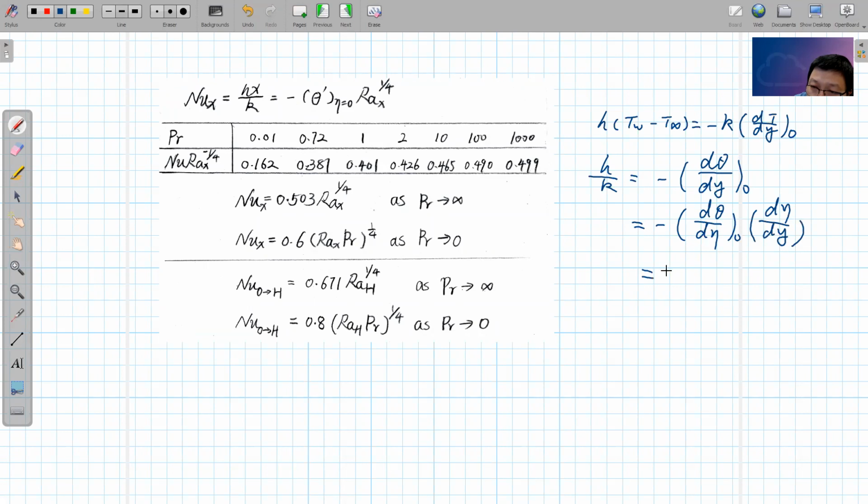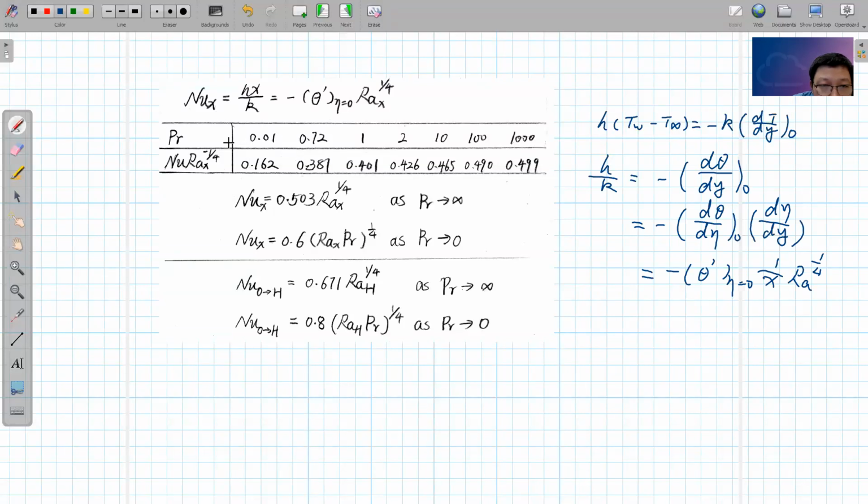And so this will be minus theta prime at eta equal to 0. Is this term here? We got here. And this one will give you Rayleigh number to the 1 over 4. So you put this x on here, you put that x on here, so you get the Nusselt number equal to this one. Okay. So after you solve the theta profile, you can calculate the Nusselt number.